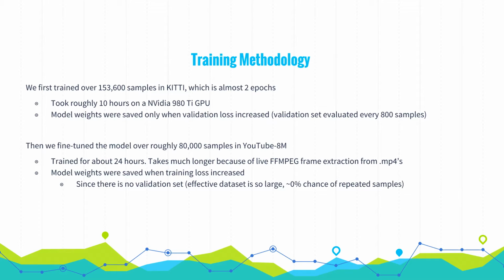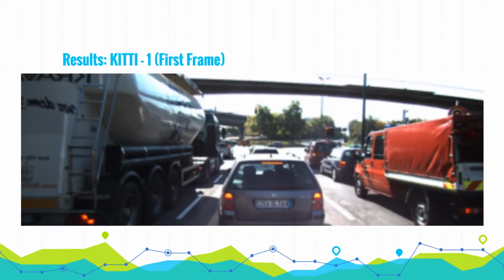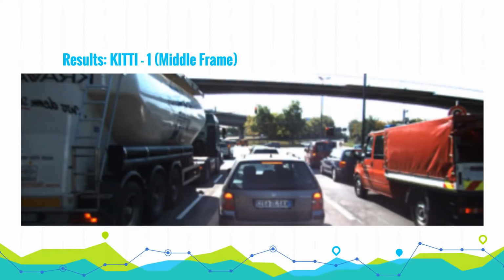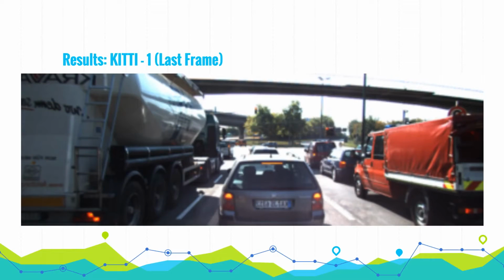So getting into some results here, we have one of the images from our KITTI dataset. And so this is the first frame in our triplet, and this is the middle frame that we will be predicting, and this is the last frame. So we take the first frame and the last frame into our network, and then we try to predict what the middle frame will look like.